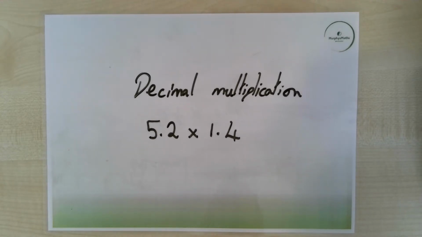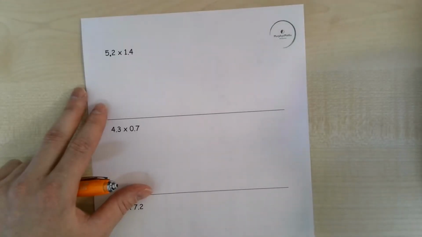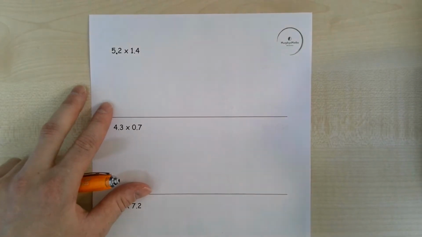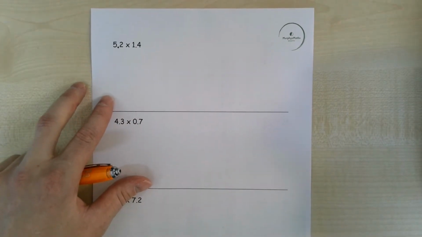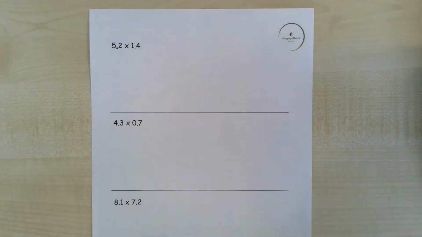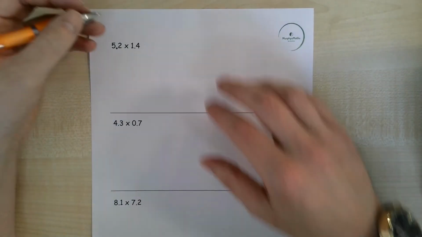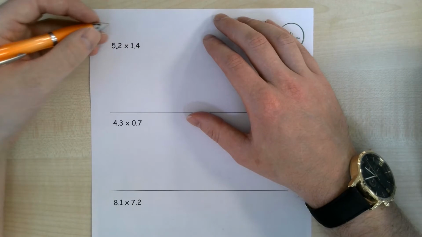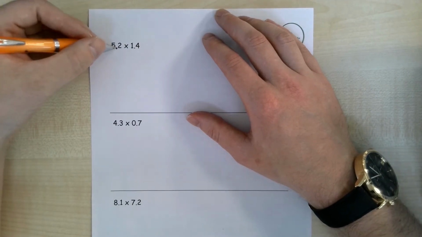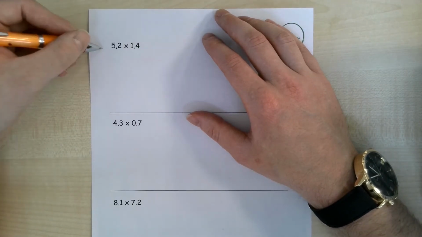In this video we're going to look at decimal multiplication. You've got an example there on the screen. So we are looking to do two-digit numbers, but both numbers this time are decimals with one decimal place. Okay, so let's start off with our 5.2 multiplied by 1.4.